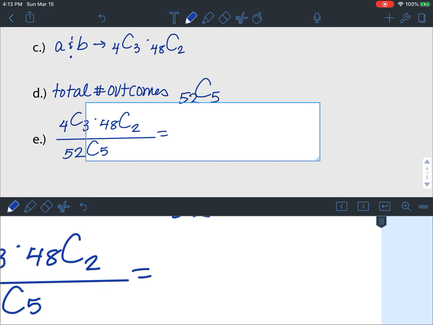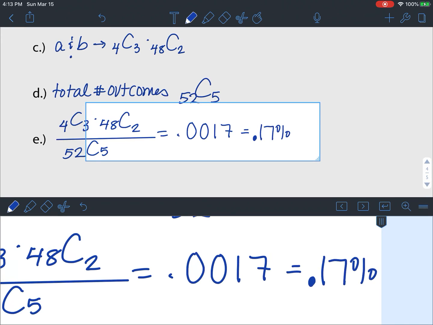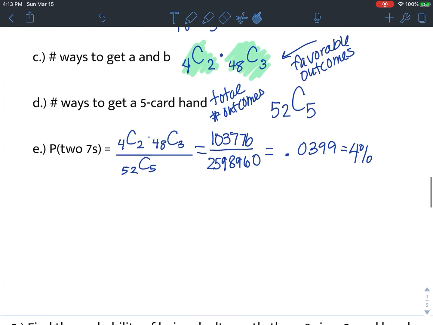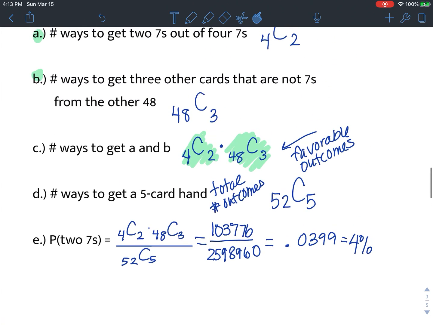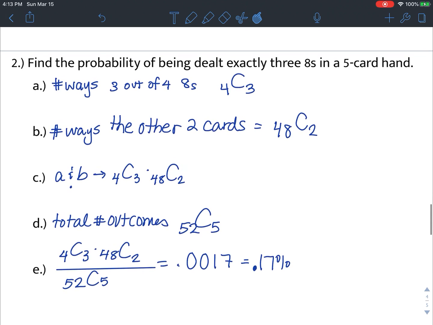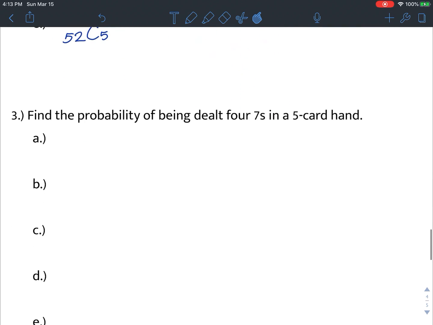All right, let's see here. So I got 0.0017, which if you were to convert that to a percent, would be 0.17%. So as you can see, compared to the previous problem, it's a lot less likely for you to get 3 of a number than only a pair of the number.